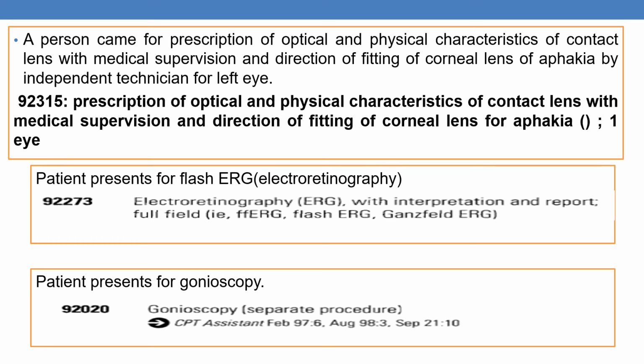The next example is patient presents for flash ERG. So the CPT is 92273, which is nothing but electroretinography with interpretation and report, full field. The next example is patient presents for gonioscopy, and the CPT for gonioscopy is 92020.